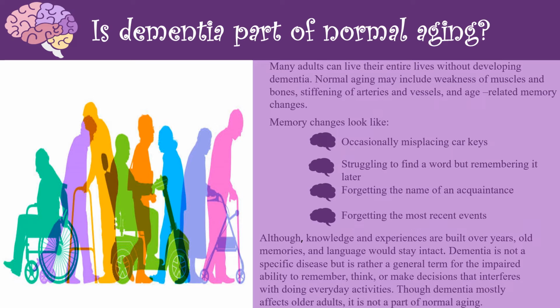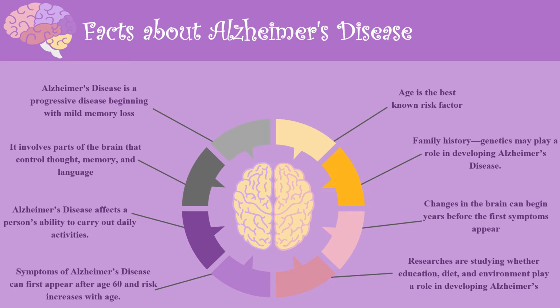Dementia is not a specific disease, but is rather a general term for the impaired ability to remember, think, or make decisions that interferes with doing everyday activities. Though dementia mostly affects older adults, it is not a part of normal aging. Facts about Alzheimer's disease. Alzheimer's disease is a progressive disease beginning with mild memory loss. It involves parts of the brain that control thought, memory, and language. Alzheimer's disease affects a person's ability to carry out daily activities.